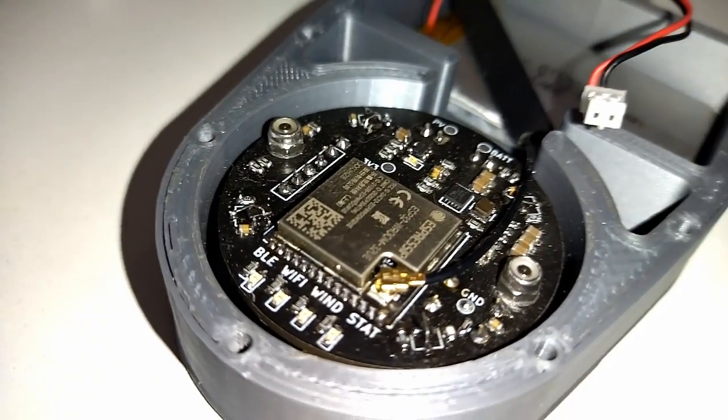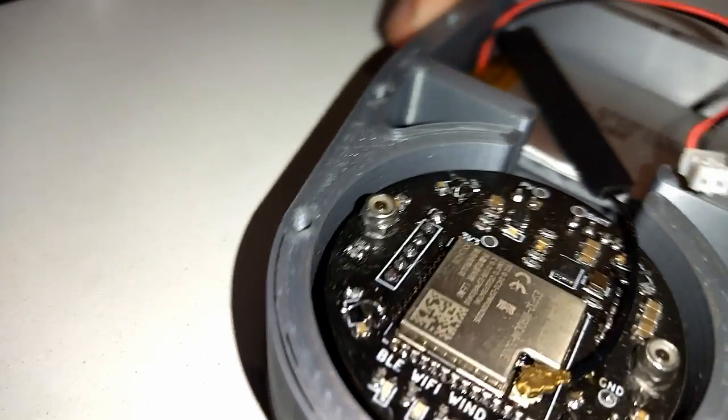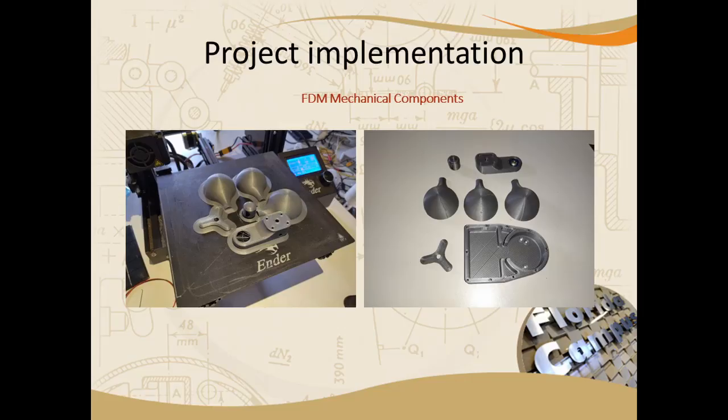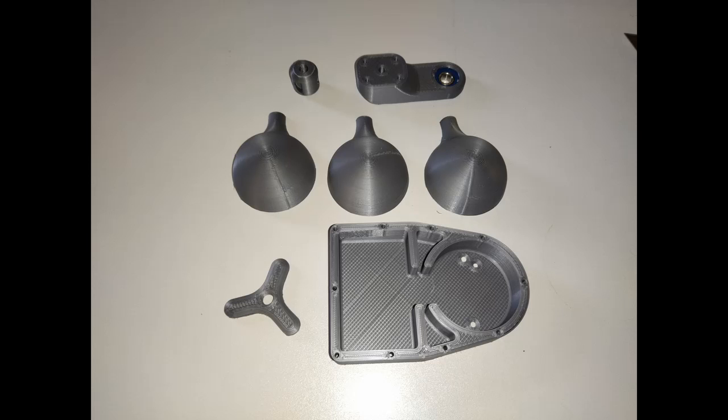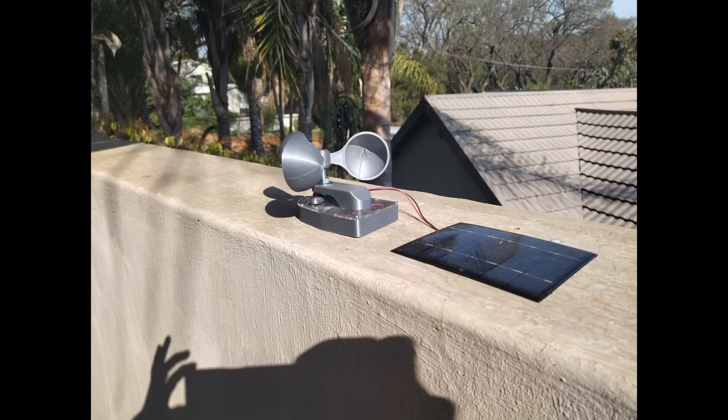The components were then placed on the board, and the board was reflowed with a hot air station. Here we can see the mechanical components which have been placed on the 3D printer, and here you can see the parts after they've been removed. The rest of the parts were then assembled, and here you can see the final assembled product.